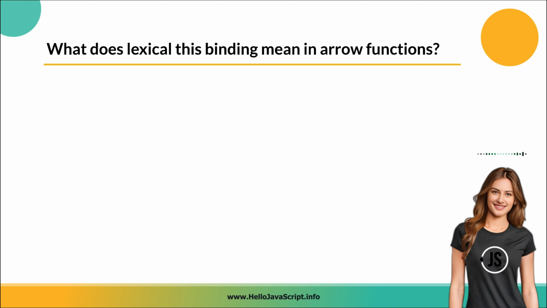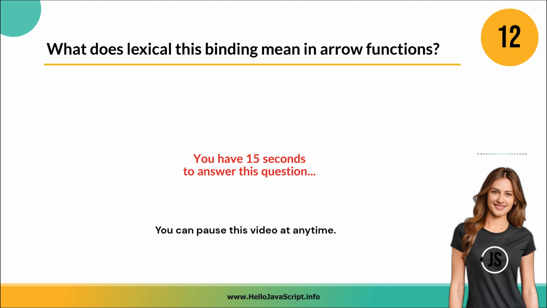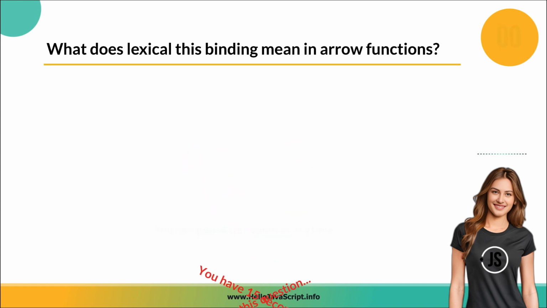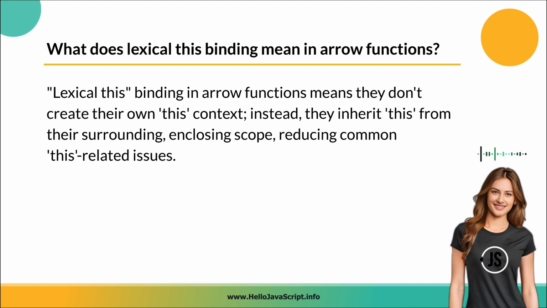Let's move on to the next question. What does lexical this binding mean in arrow functions? Here is the correct answer to this question. Lexical this binding in arrow functions means they don't create their own this context. Instead, they inherit this from their surrounding, enclosing scope, reducing common this related issues.